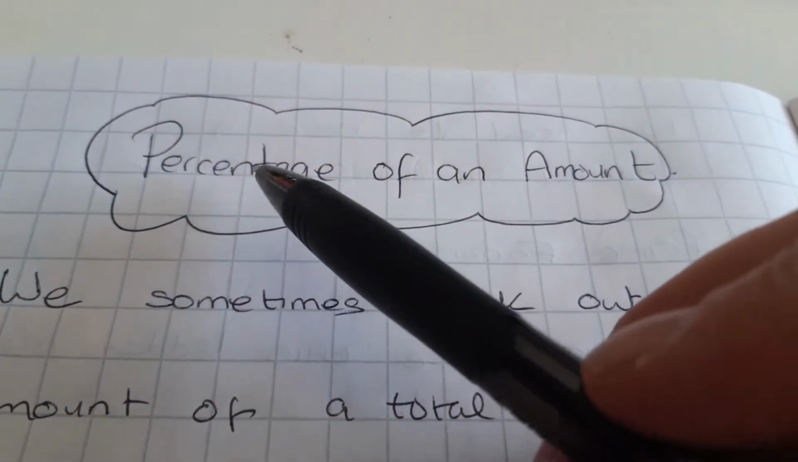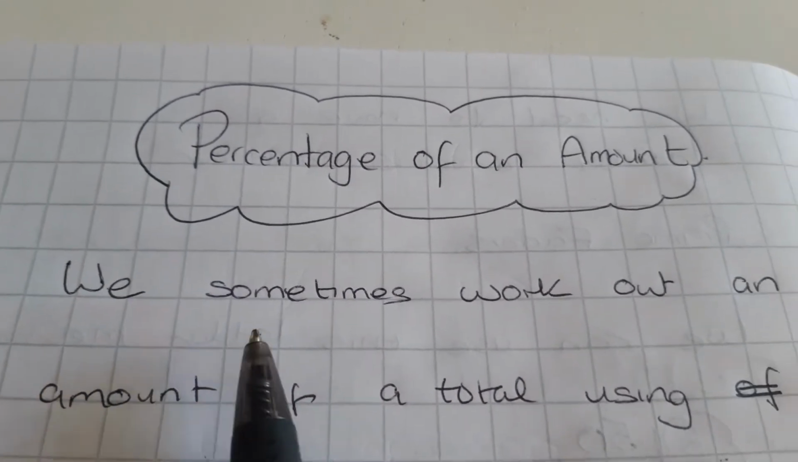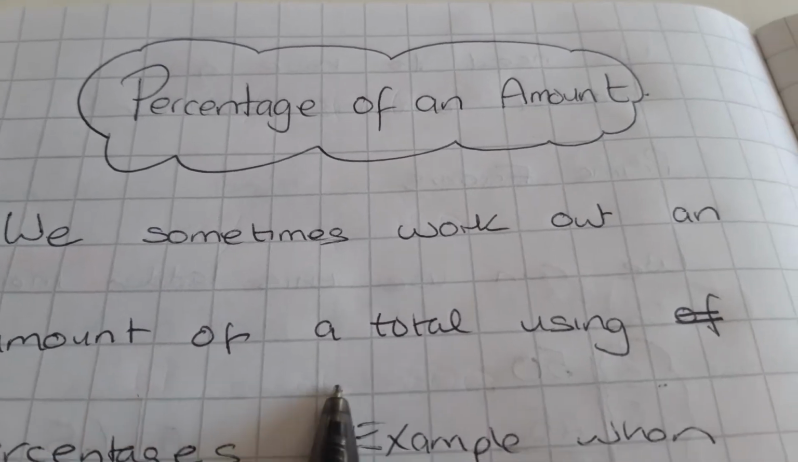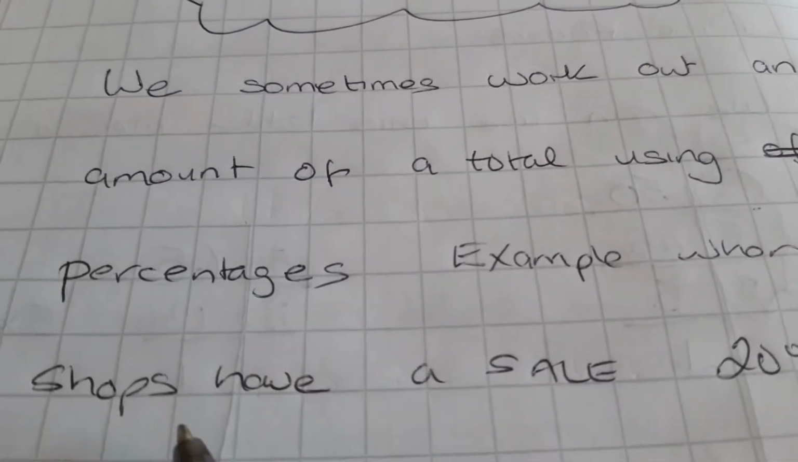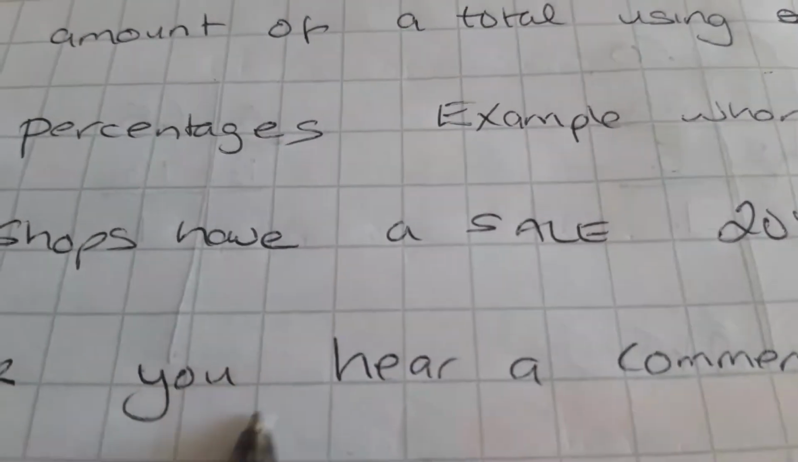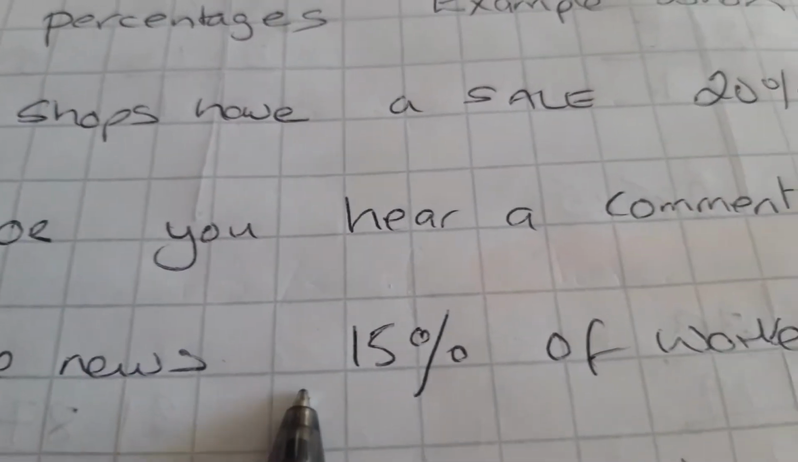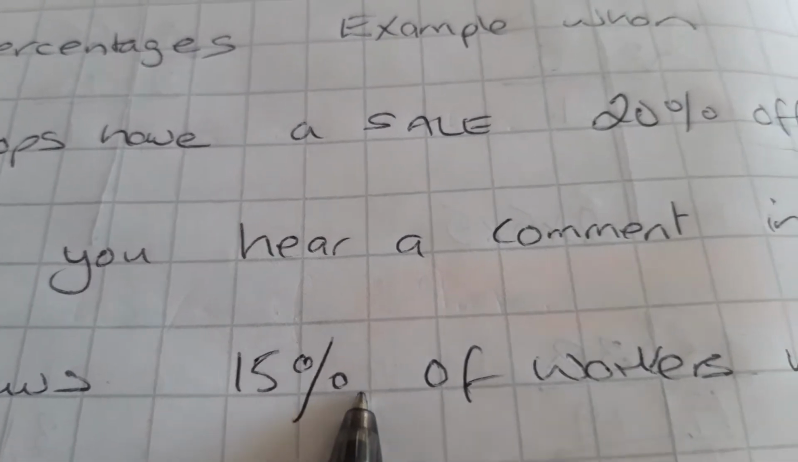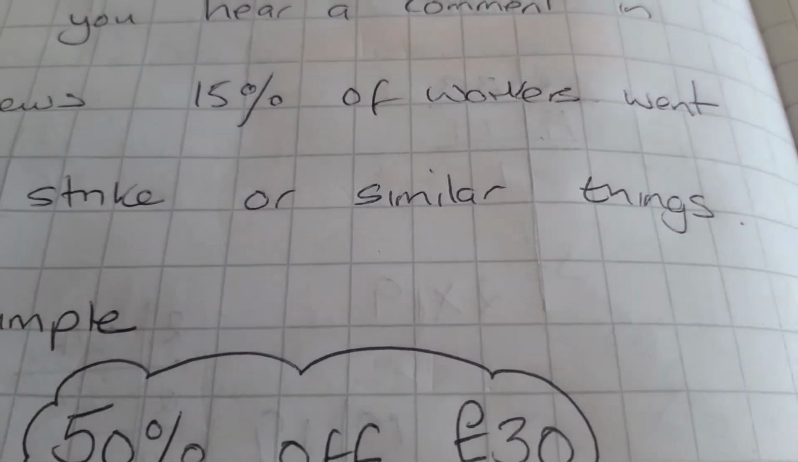Okay, we are going to look at a percentage of an amount. These kinds of questions come up a lot with percentages. We sometimes work out an amount of a total using percentages, and you hear this in everyday life. For example, when shops have a sale, they often describe it using percentages. They might say you're getting 20% off the normal price, or you might hear a comment in the news about people in a workplace, such as 15% of workers went on strike, or something similar to these things. But percentages of an amount is something that you will come across quite a lot.